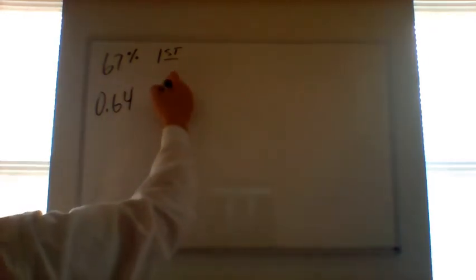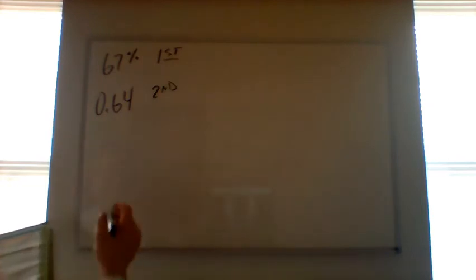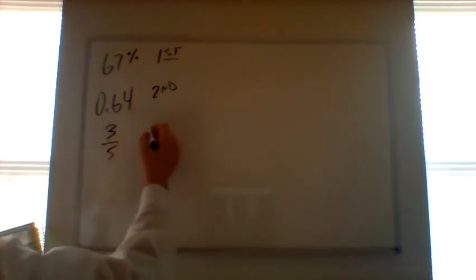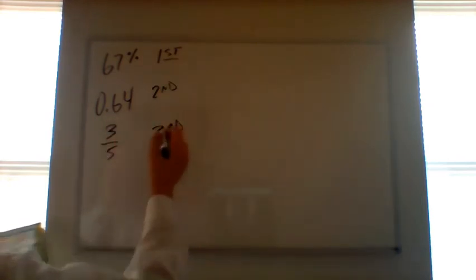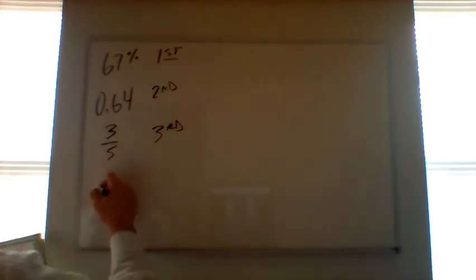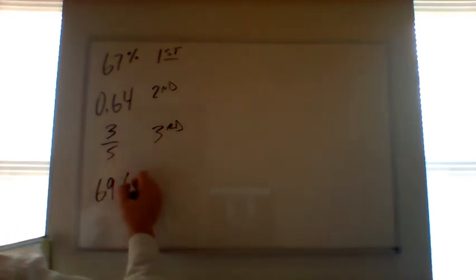So it says, Nolan is the quarterback on the football team. He completed 67% of his passes in the first game. He completed 0.64 in the second game. He completed 3/5 in the third game. And in the fourth game, he completed 69%.